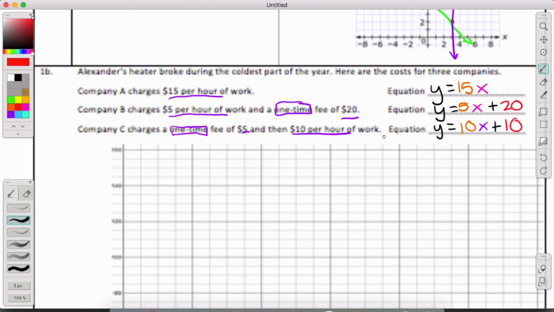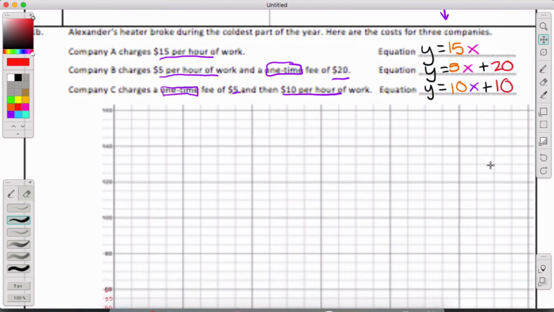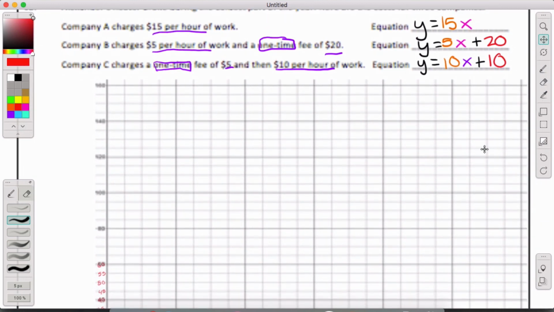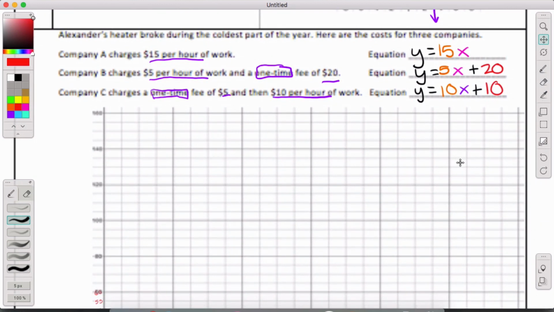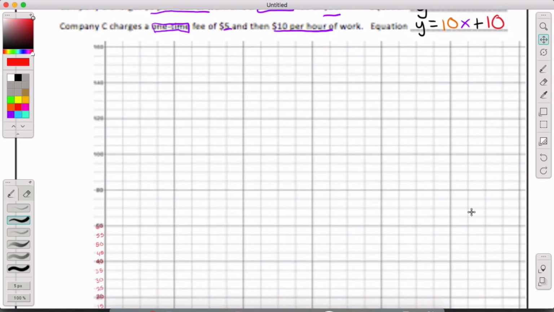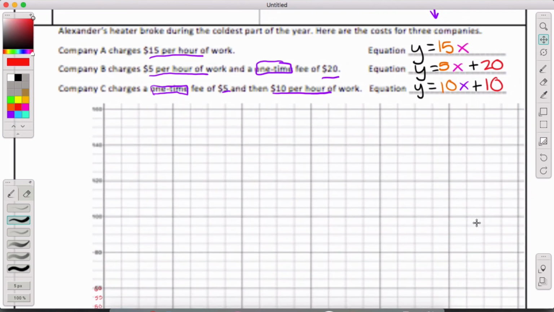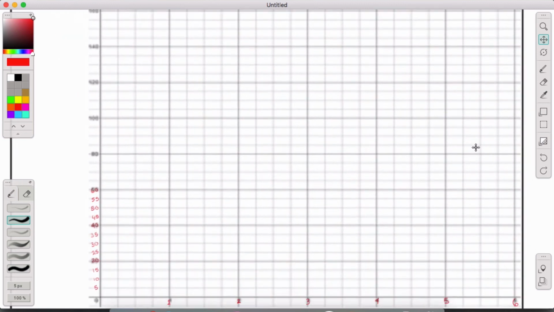Okay, so this is what you should have for your equations for the first part of 1B. All right, we're going to need to use these equations to graph. So please make sure that these are on your paper. And I'm going to actually pause here. Please write these down. Okay, and I'm going to move down here.